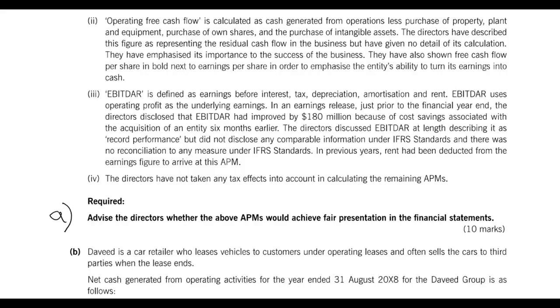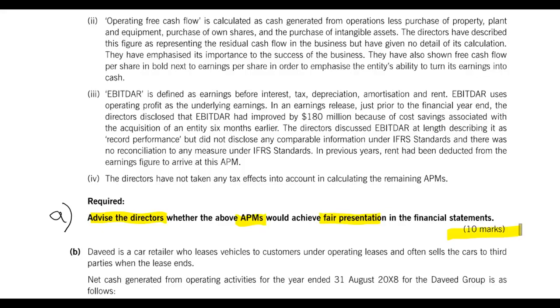Now part A is for 10 marks. Let's have a consideration of the answer plan as to how we might go around picking up some of those easier marks. The requirement of part A is to advise the directors on whether the above alternative performance measures would achieve a fair representation. And we're doing this for 10 marks.